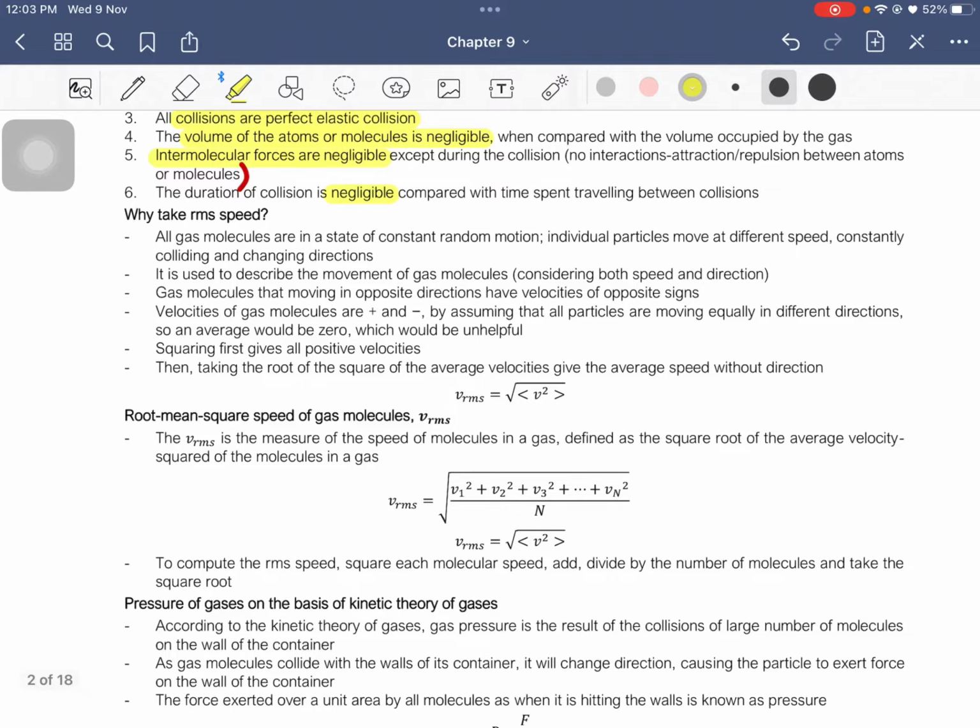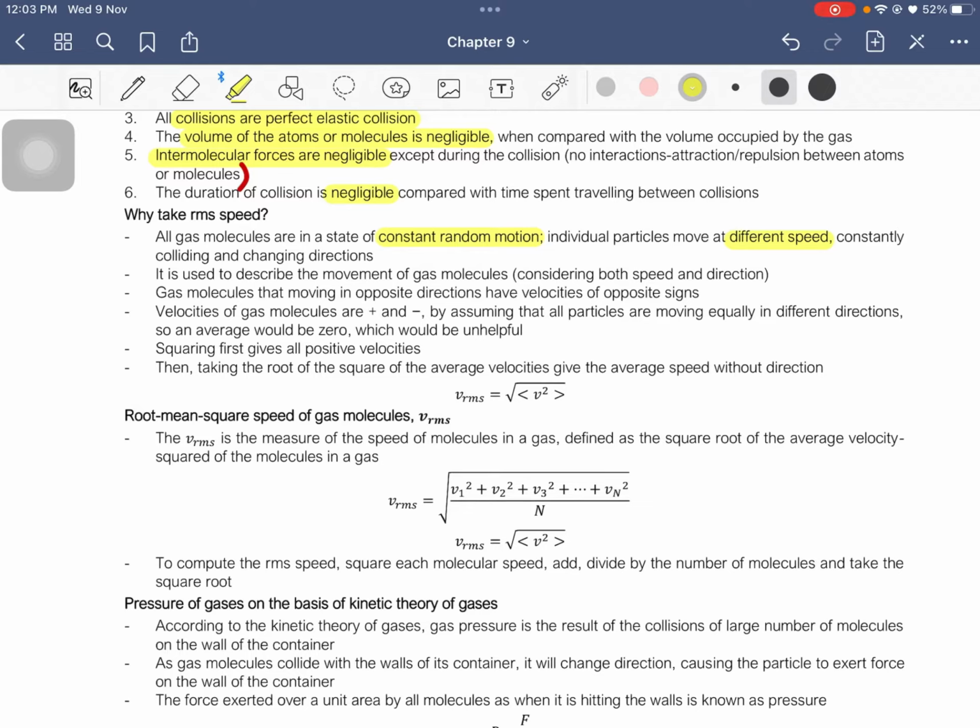Next, why do we take RMS speed? Why don't we take the normal speed? Okay, kan kita ada belajar speed di chapter 1 and 2. So why don't we use that for atoms? Why do we need to use RMS speed? So for gas molecules, since they are constantly moving in random motion, each individual particle will move at a different speed. So they are constantly colliding and changing directions.